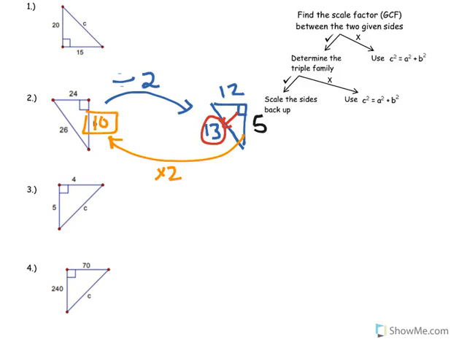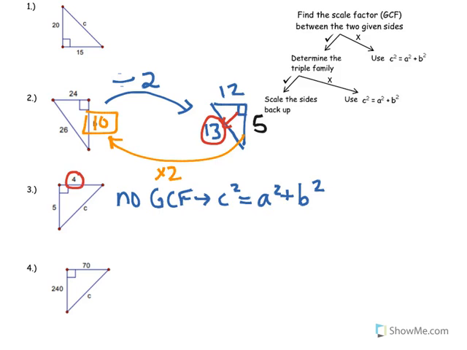First, we're going to try to find the GCF. So 4 and 5. Well, the only factors of 5 are 1 and 5, and the only factors of 4 are 1 and 4. Okay? So there's no GCF here. So my first idea, if there's no GCF, is to probably go and use c squared equals a squared plus b squared.